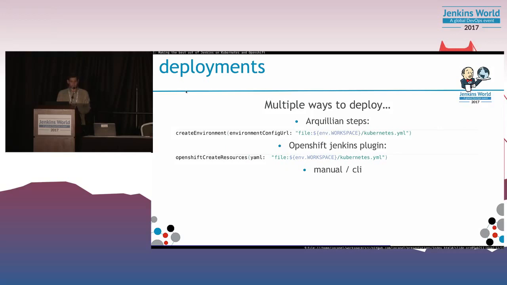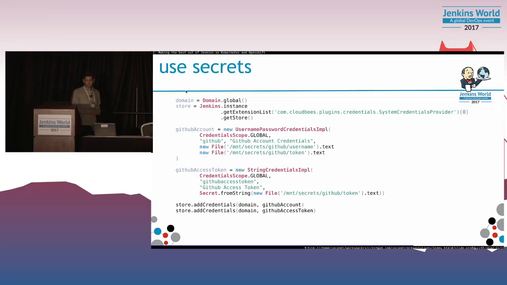Time for some tips. In many cases, you will want to use credentials. And the proper way to use credentials within Kubernetes is to mount the sensitive information as part of a secret. And once you mount the secret, you can use a Groovy script, like the one shown in your script, to read the secret from the path that it is mounted, and then create a user password credential or a string credential and add it to your credential store.